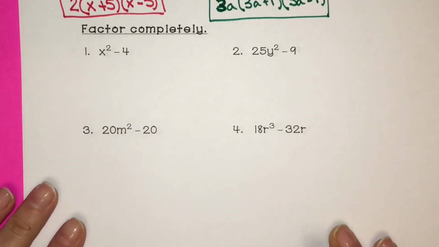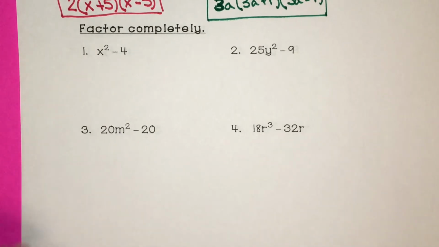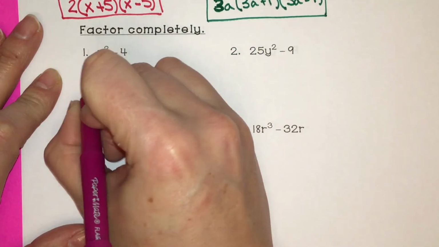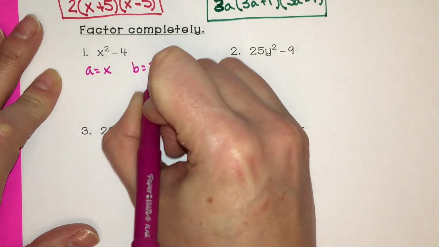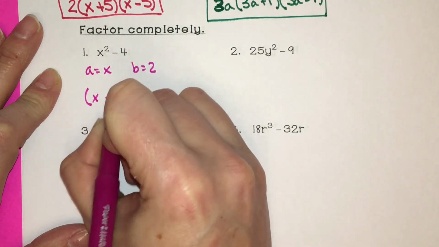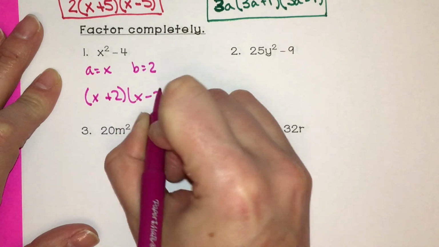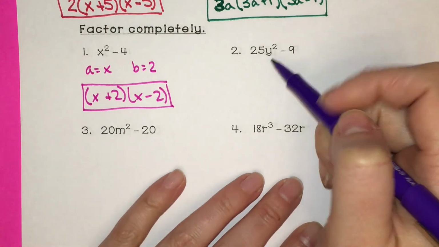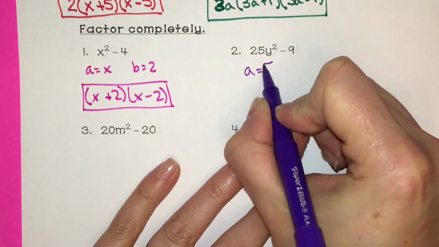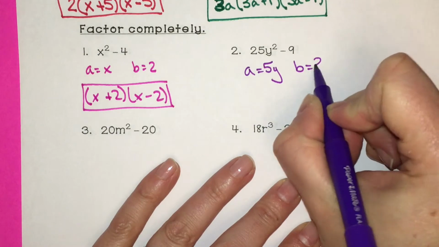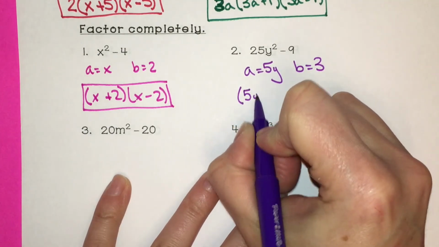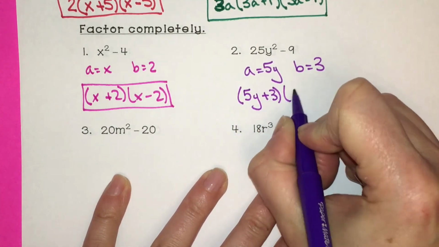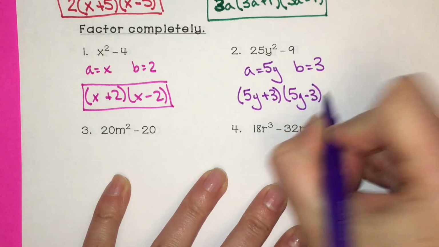Go ahead and complete them. Come back when you're ready for the answers. All right, so the first one, I know my a value is x, my b value is 2. So we have x plus 2 times x minus 2. Next, my a value is 5y, b value is 3. So we have 5y plus 3 times 5y minus 3.